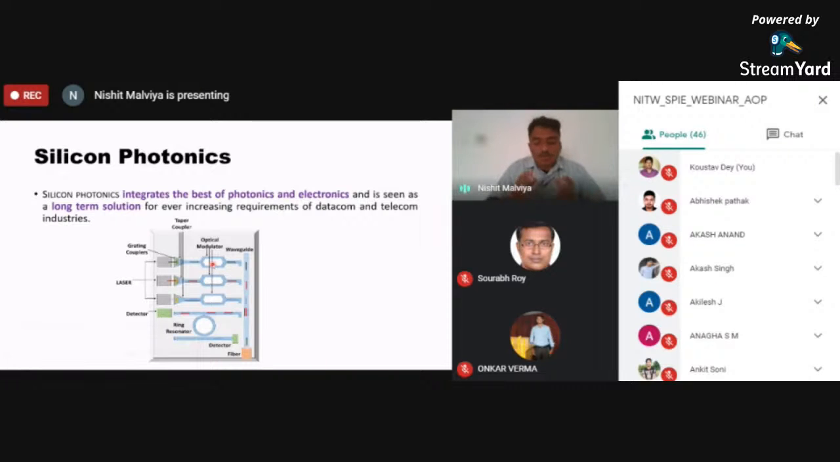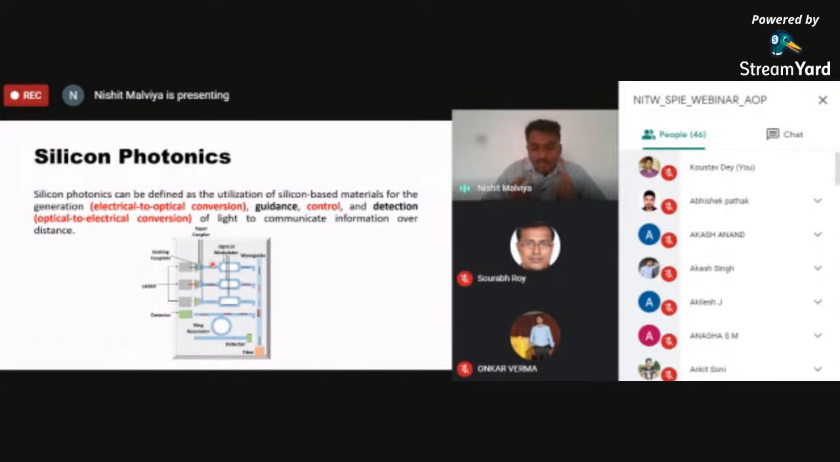So what is happening with silicon photonics? In the previous slide, we saw that optics and optoelectronics are branches. Optics is the branch where we just study light and light-matter interaction. In optoelectronics, we discuss what the photon behavior is when we apply electrons. But in silicon photonics, we combine all the equipment together. We are talking about electrical to optical conversion, guidance, controlling of the light, and detection.